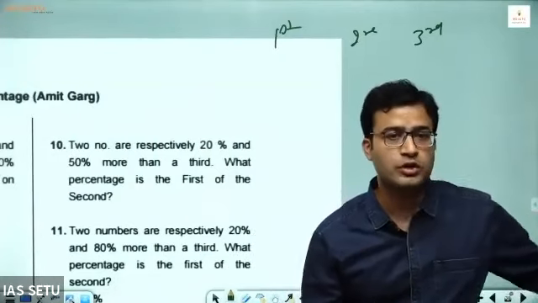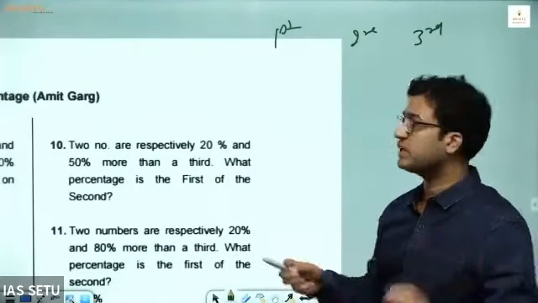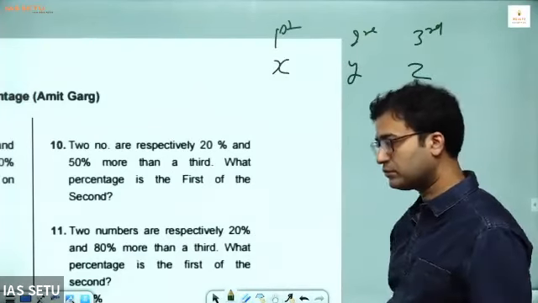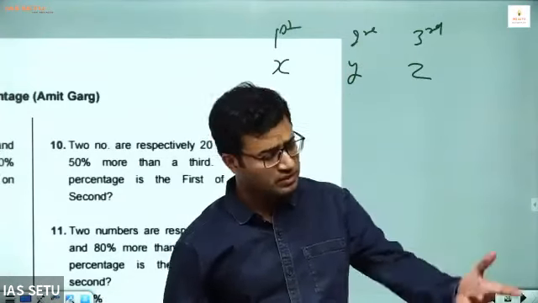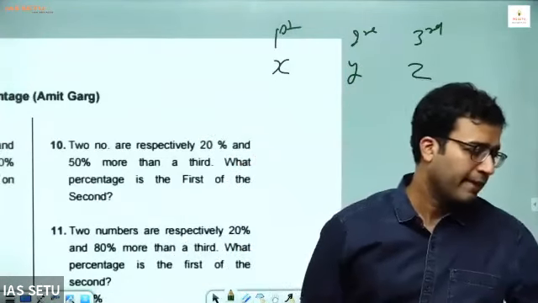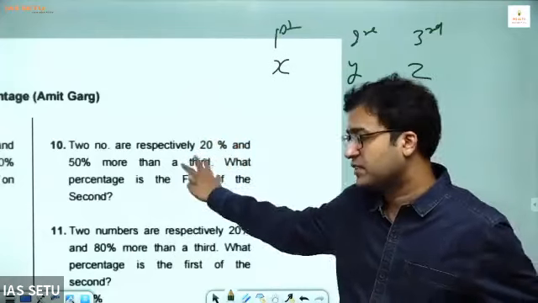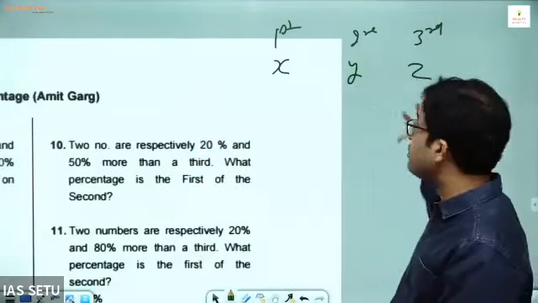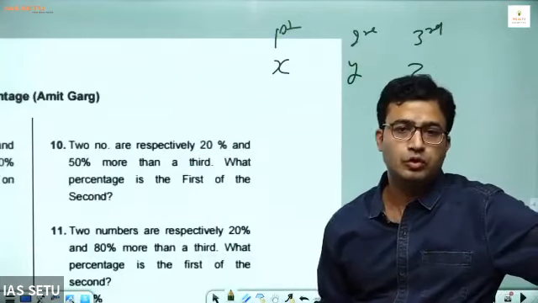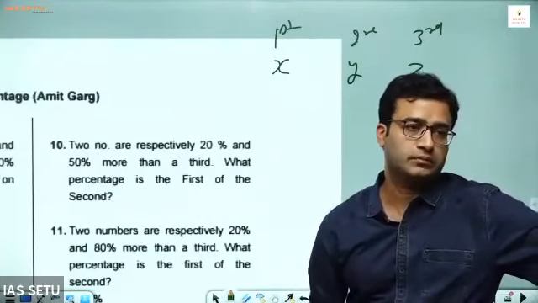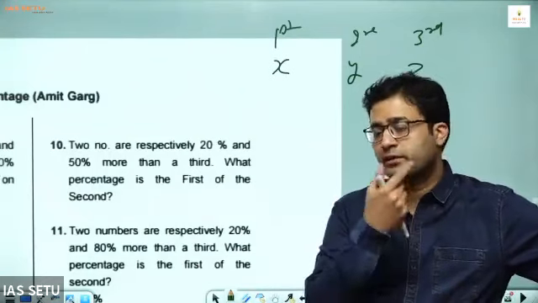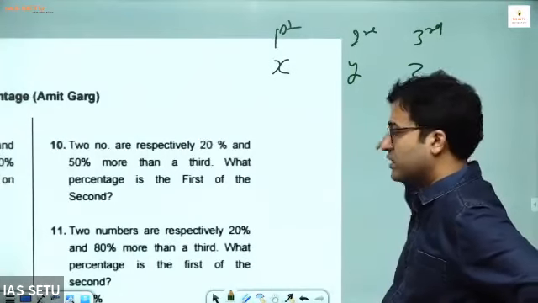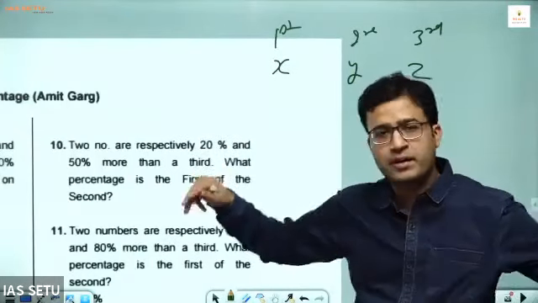I have seen some students, what they do in this type of question: they immediately take first number X, second number Y, third number Z. Okay, there are students who take X, Y, Z. See, these three numbers are connected. You are taking three variables, so you will complicate things. Try to minimize your variables. Don't take three variables. So ये तो पहली गलती है. Don't take X, Y, Z. Otherwise you will be in the trap of X, Y, Z.